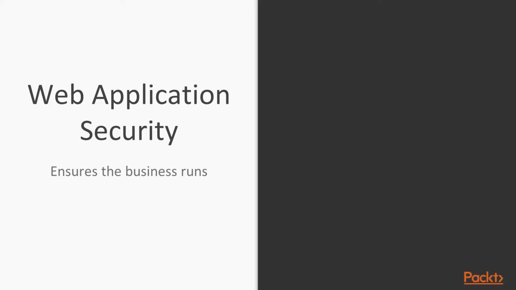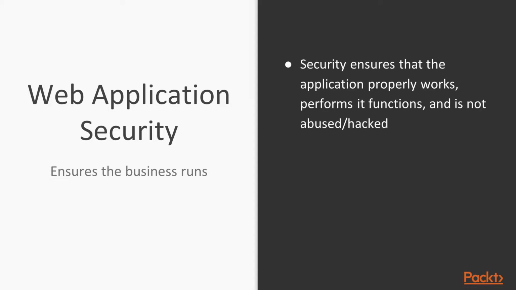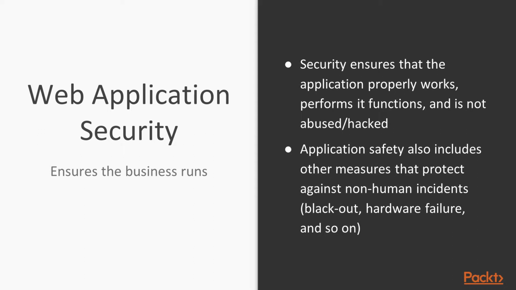This video is about Java 9 network programming security, and generally when we are talking about network programming security, then mainly we are talking about web application security. Security ensures that the application properly works, performs its function, and is not abused or hacked. There is another thing, application safety, that also includes other measures that protect against non-human caused incidents like blackout, hardware failure, and so on. Security, at least in this video, is not concerning that one.